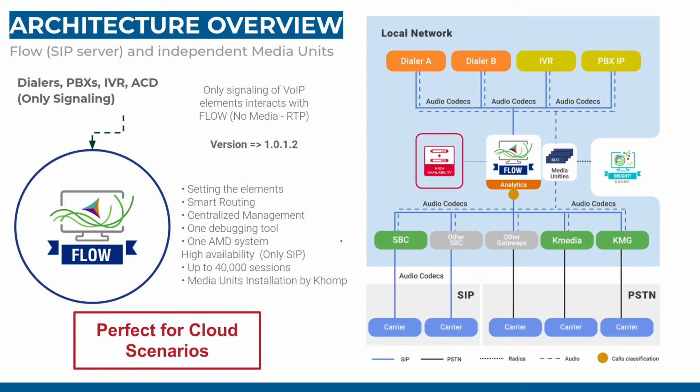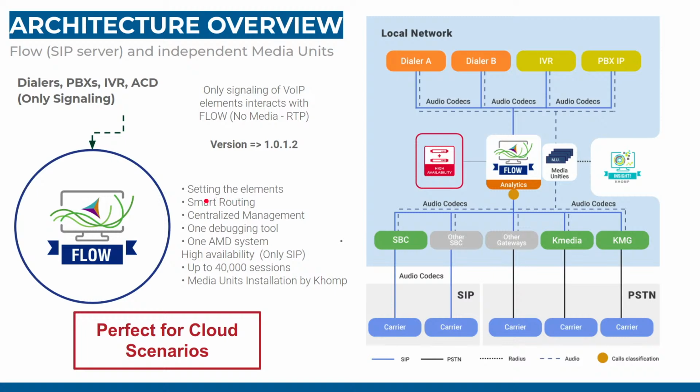So, for example, you have the same, all the signaling of these dialers, they are going to speak SIP with the flow, but all the RTP is going to be balanced between the media units, and the media units' function is specifically to do things like analytics and transcoding. So the flow is going to take charge of the SIP signaling, the SIP protocol. Okay, so only signaling: voice elements interact with the flow, no media, no RTP.